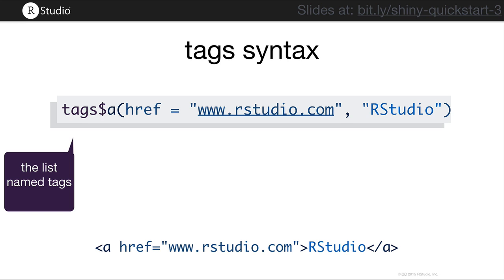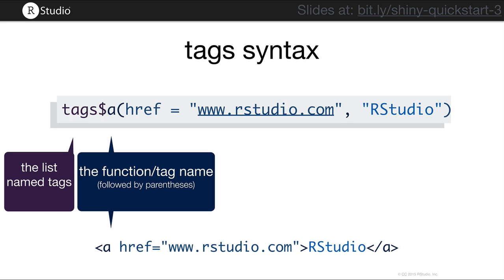Once you do that, you choose the name or the element of the list that you want to use. The name will correspond to the HTML tag that you're trying to make. So here I'm calling A, and that will make an A tag. By the way, this HTML at the bottom of the page is the output of the R code at the top of the page.